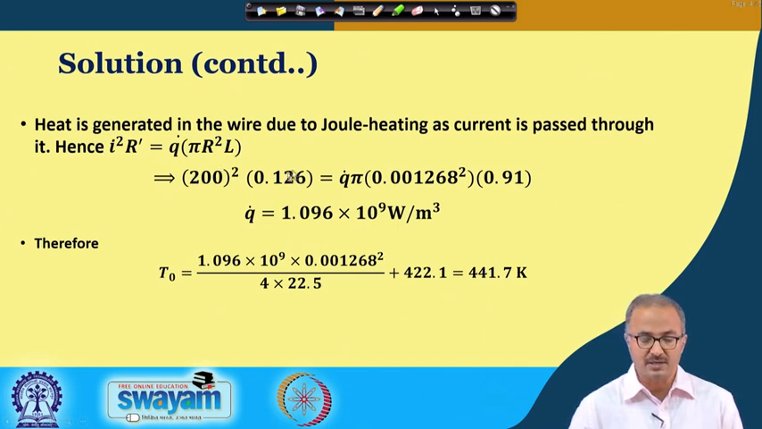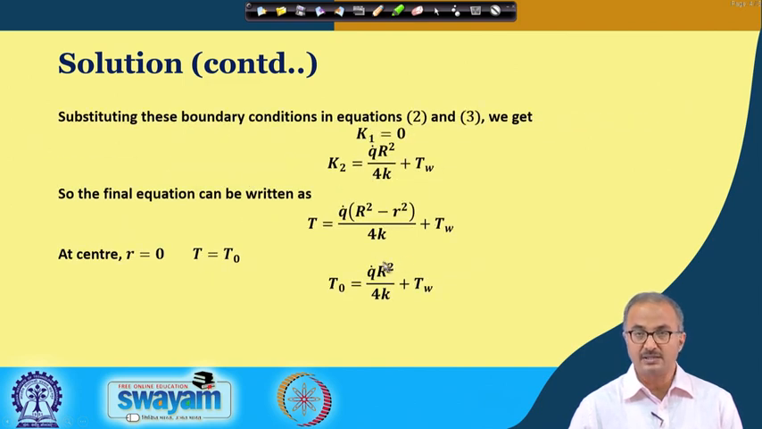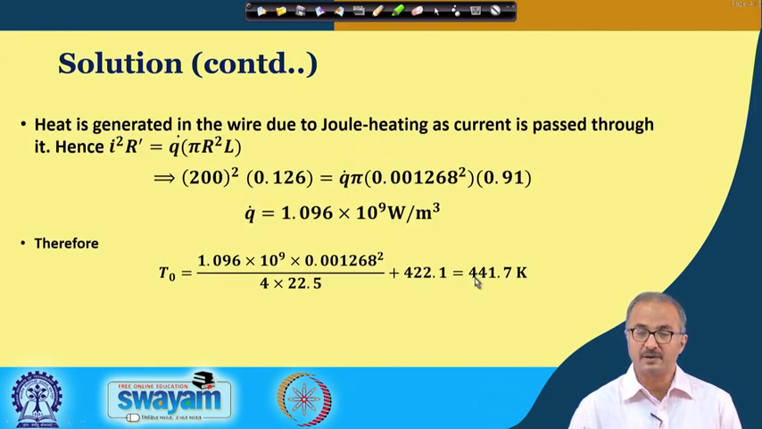Okay. So from this we can find out the value of Q dot, and this is coming to this much watt per cubic meter. And now we put this value in this equation. We also put the value of the capital R, the value of the thermal conductivity, and we also plug in the value of the outer wall temperature, and from this we find this is the temperature at the center. So there is about a 19 degree or 20 degree difference between the inner and the outer wall.